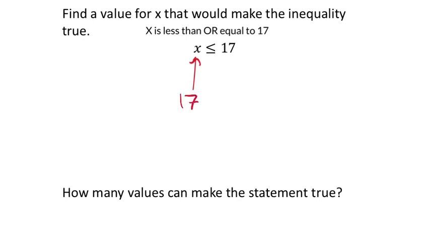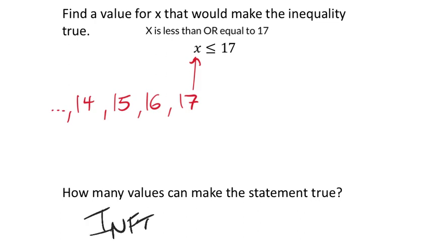I could make it anything less than 17 as well. So if I wanted to, I'll make it 16 or 15. See, I'm just going down. And I'm not using any decimals on purpose, but this would go down to infinity, to negative infinity, rather. And down here it says how many values can make the statement true. There are infinite values that make this statement true.